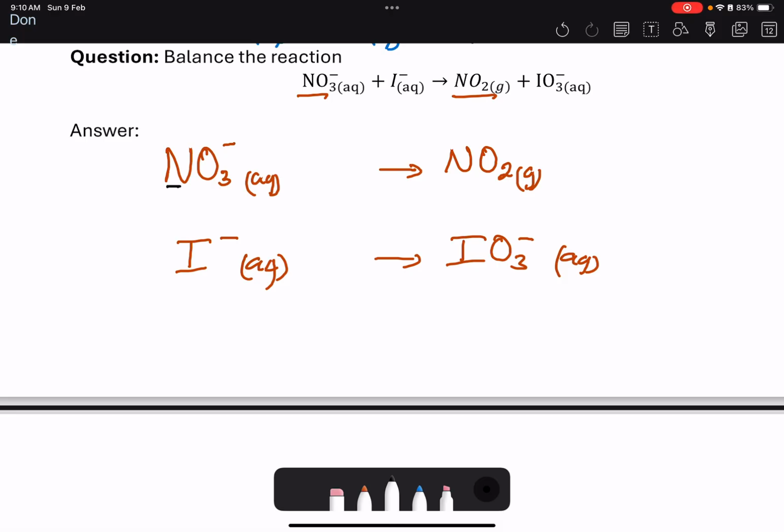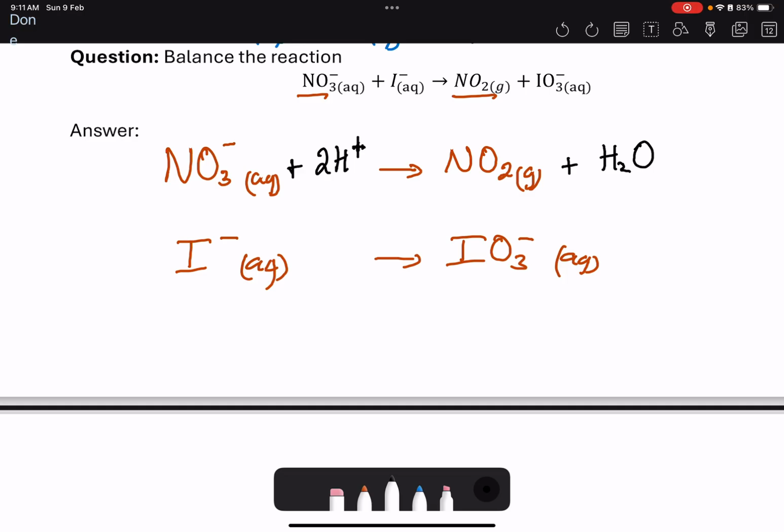First of all, balance N atoms 1 by 1. It is balanced. Balance O by adding H2O on the lower side. I have 3 O's and I have 2 O's. So I just need 1 more oxygen. So I add H2O. Now, I have 2 hydrogens on this side and I don't have hydrogens on this side. So I'm going to add 2H+ on the side missing hydrogen.